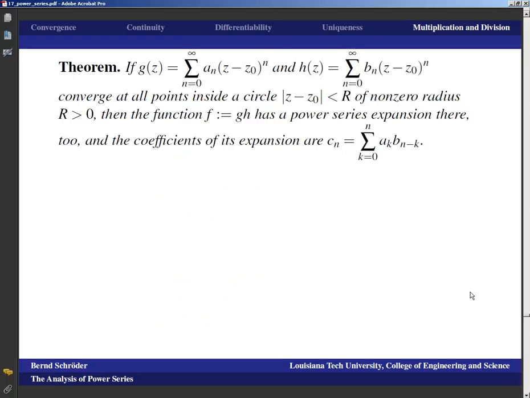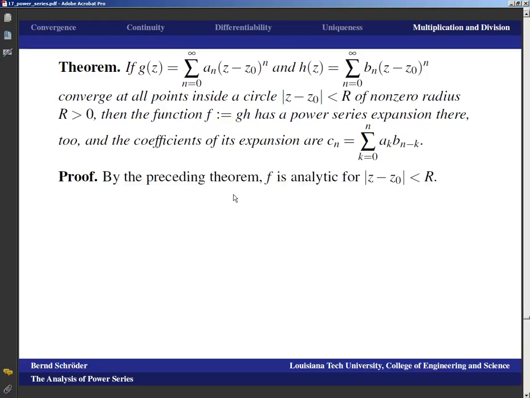Okay, we move on. And what are we going to talk about now? Now we're going to talk about the expansion of a product. So if g of z is the sum a_n (z minus z0)^n, and h of z is the sum b_n (z minus z0)^n, and if those things converge at all points inside a circle |z minus z0| < r of non-zero radius, r greater than 0, then the function f being g times h has a power series expansion in that circle, and the coefficients of its expansion are c_n, being the sum k equals 0 to n of a_k b_(n minus k).